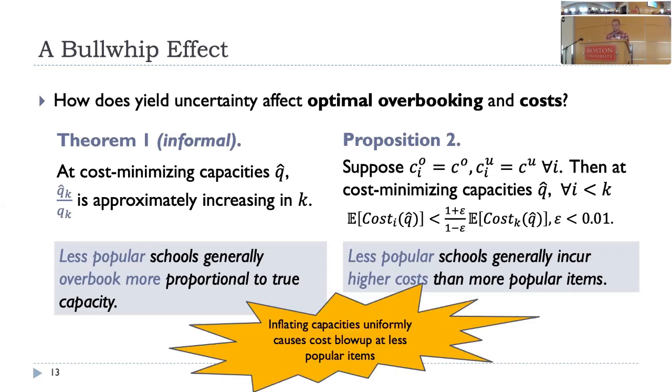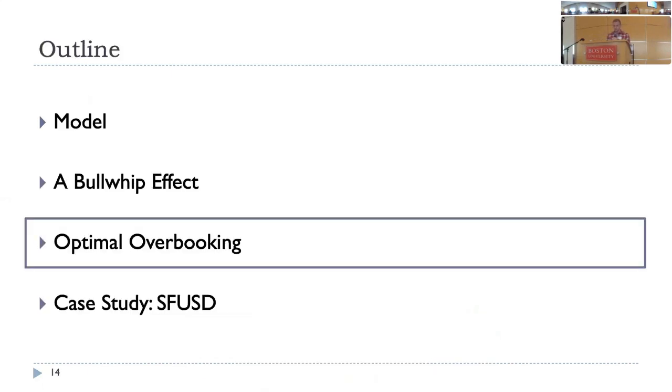So what those two insights tell us together is that inflating capacity uniformly, if you were to do that, actually causes a cost blowup at less popular schools. So in some sense, one extra motivation for finding the optimal overbooking is not just minimizing total cost, but also making sure that this cost blowup at less popular schools doesn't occur.